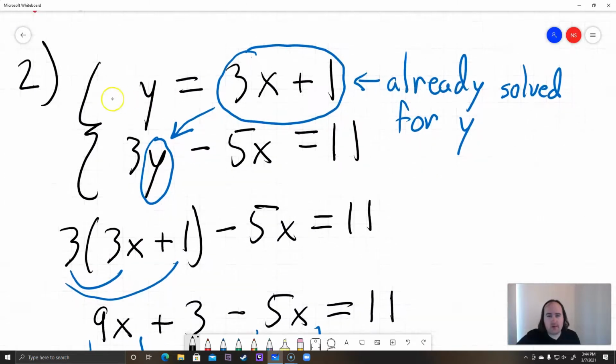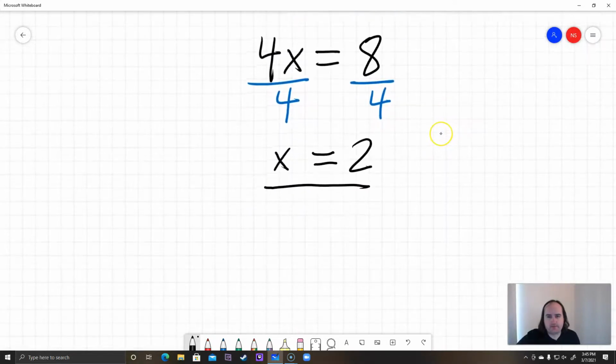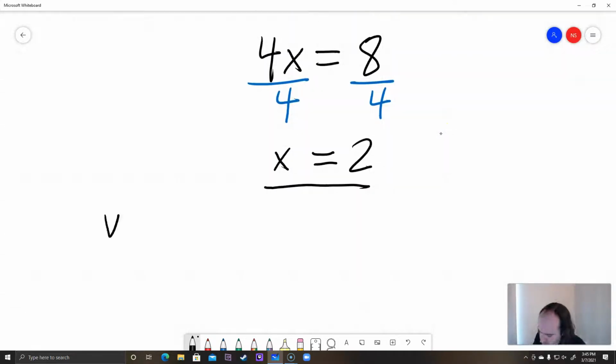Well, if we go back up here, if I plug in 2 into the bottom equation, that one would be hard to solve for y, because we would have to move this over to that side and then divide by 3. So it would be much smarter to use the top equation. So the top equation is y equals 3x plus 1.